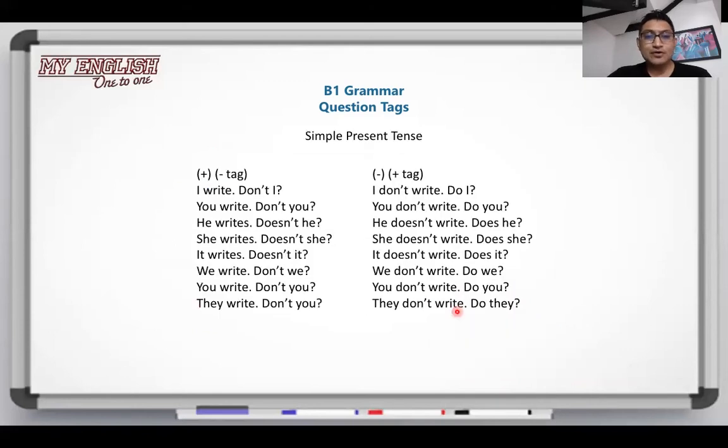Now, I'm going to do some question tag exercises in each tense. So here you have the sentence in positive and the question tag in negative. I write, don't I? You write, don't you? He writes, doesn't he? She writes, doesn't she? It writes, doesn't it? We write, don't we? You write, don't you? They write, don't they? I'm sorry, here it goes, they. Okay.